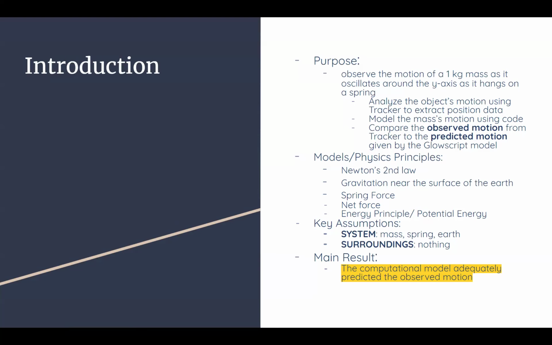The physics principles we used were Newton's second law, the momentum principle, gravitation near the Earth's surface, spring force, net force, the energy principle, and potential energy. The system is the mass, spring, and the Earth, and the surroundings are, I guess, nothing or everything else. Our main result is that the computational model adequately predicted the observed motion.